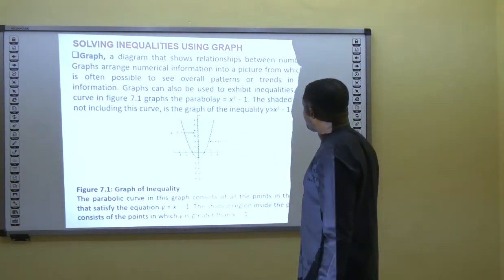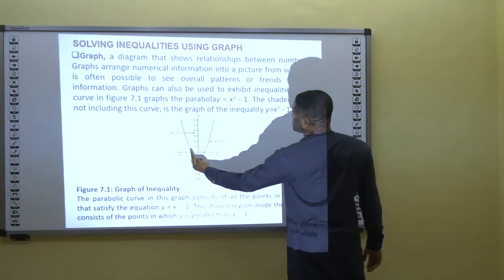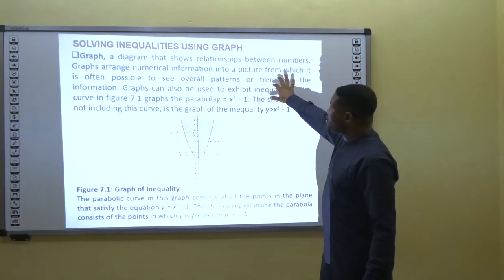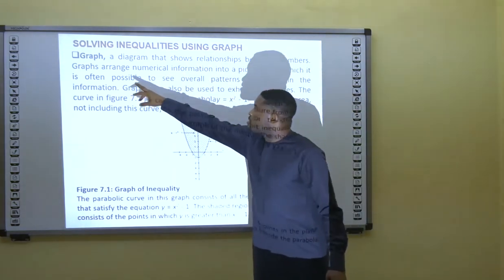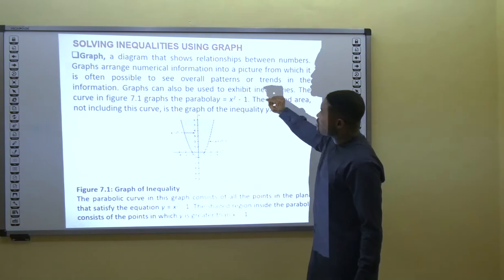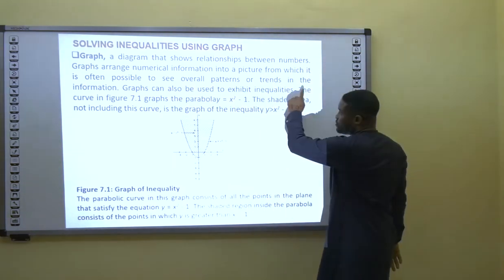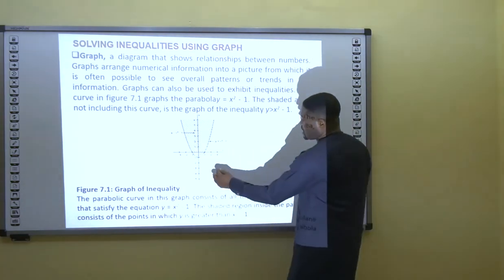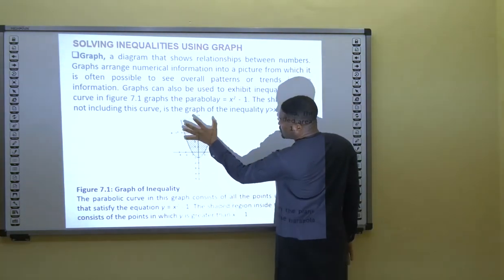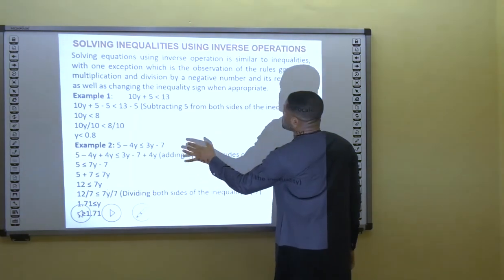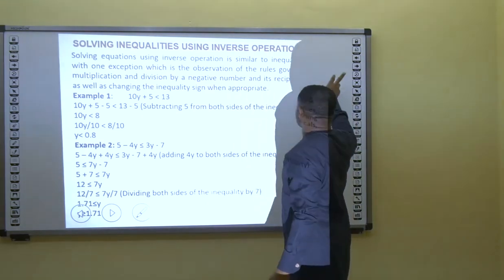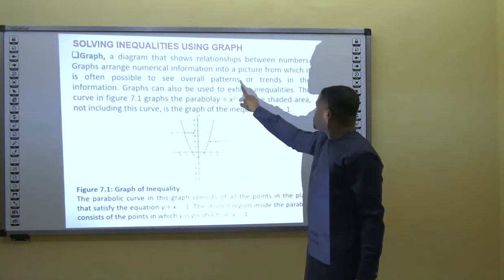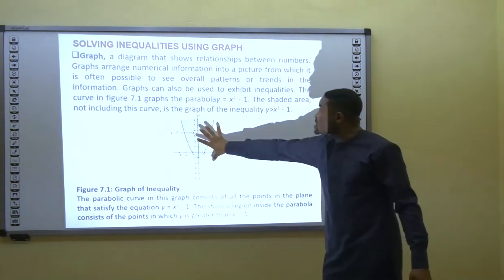So then there's a graph that can be used to express this inequality in a graphical form, which is what has been done here. If you look at this graph, it is a diagram that shows the relationship between numbers, arranging numerical information into a picture from which it is often possible to see overall patterns or trends in the information. So graphs can also be used to exhibit inequalities. Like in this case, you see that this is an inequality graph. This part is a bit higher than the lower part of it. So this can be observed, and we can use the trend. So graphs can also be used to exhibit inequalities, which has been explained here.